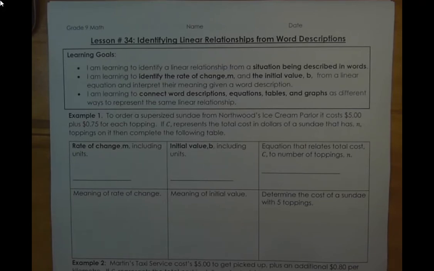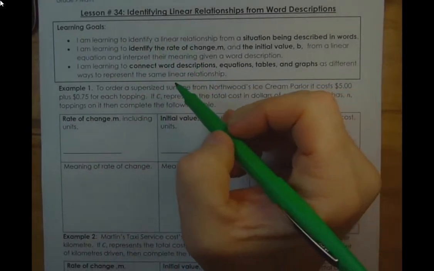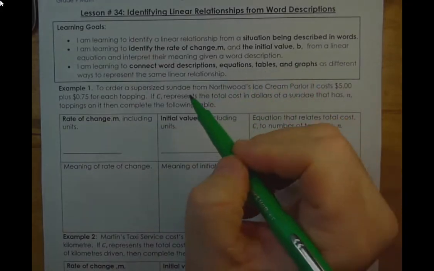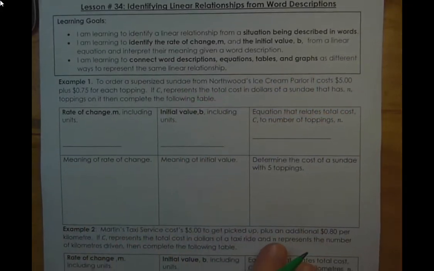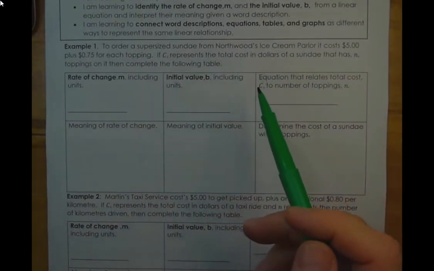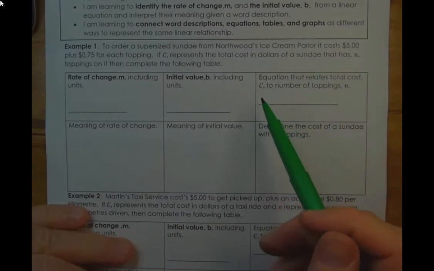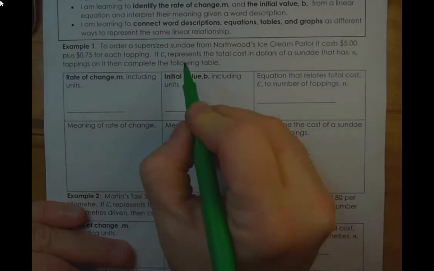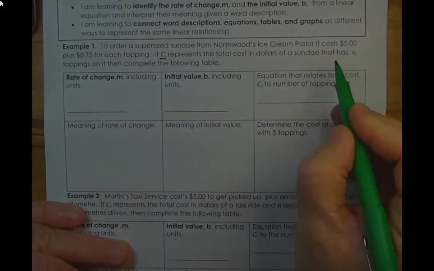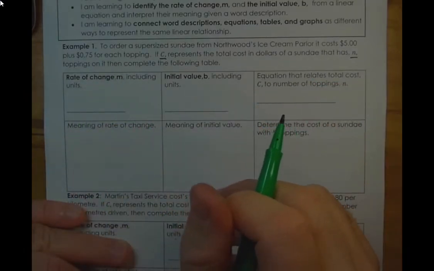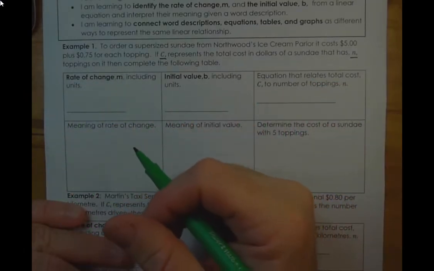So the first example that we're going to take a look at is, yeah, exactly what we just did. So equations, tables, graphs, different ways of looking at them. You're going to order a supersized sundae from Northwoods Ice Cream Parlor. It costs $5 plus 75 cents per topping. C represents the total cost, and N represents the toppings. Complete the following table. So we're going to interpret some of these things.